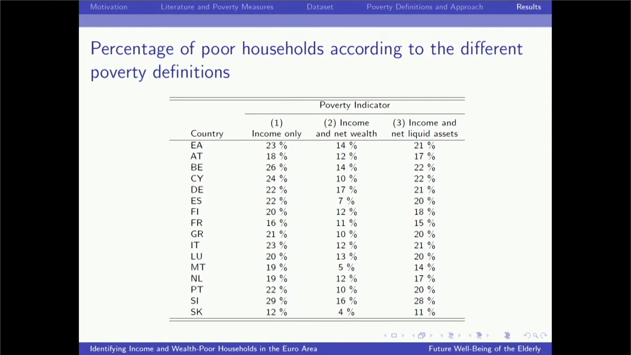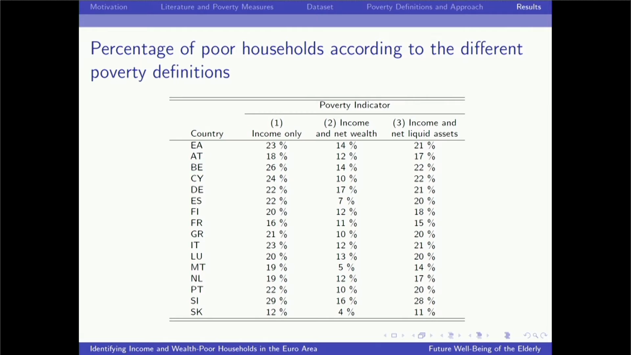And then when we exclude wealth and include net liquid assets, so when we go to indicator 3, the poverty rates go back up almost to the level of the first indicator. And that shows that excluding or including wealth in the calculation of a poverty definition really plays an important role. As I already said, when we compare the countries for each of the indicators, the picture is relatively the same. For the first indicator, the shares are almost always between 20 and 25 or 26%, and then that rate goes down for the second indicator, and then it goes up again for the third indicator.